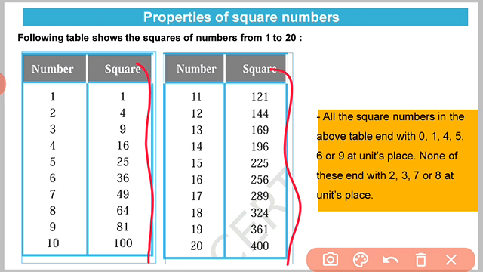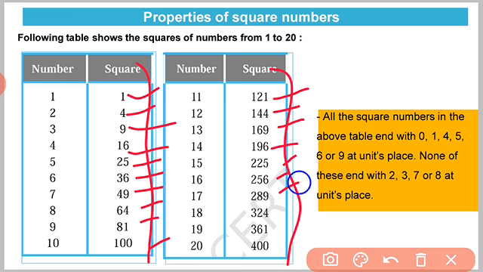We see that square numbers are ending with 1, 4, 9, 6, 5, again 6, 9, 4, 1, 0. Similarly in this one, 1, 4, 9, 6, 5, 6, 9, 4, 1, 0. So we see that all the square numbers in the table end with 0, 1, 4, 5, 6 or 9 at units place.